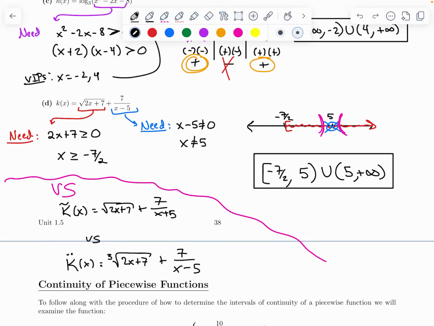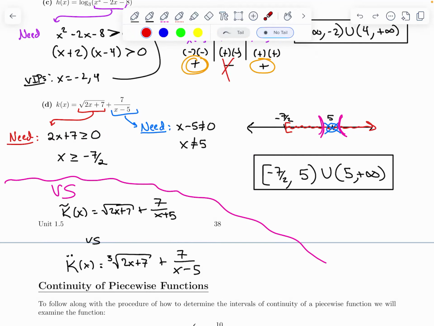The first function is only defined so long as the inside is greater than or equal to 0, meaning that in order for k to be defined at all, we need to have that x be greater than or equal to -7/2. Otherwise, if we try to take the square root of a negative number, that would be a problem. So even if it does work in 7 over x minus 5, it wouldn't work with the whole function.